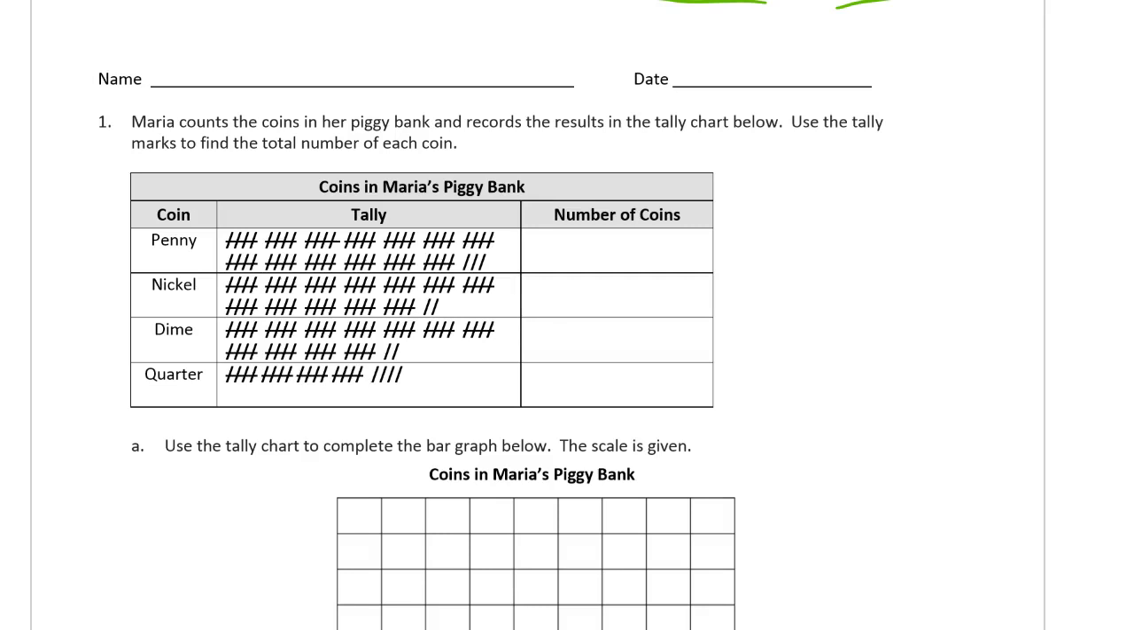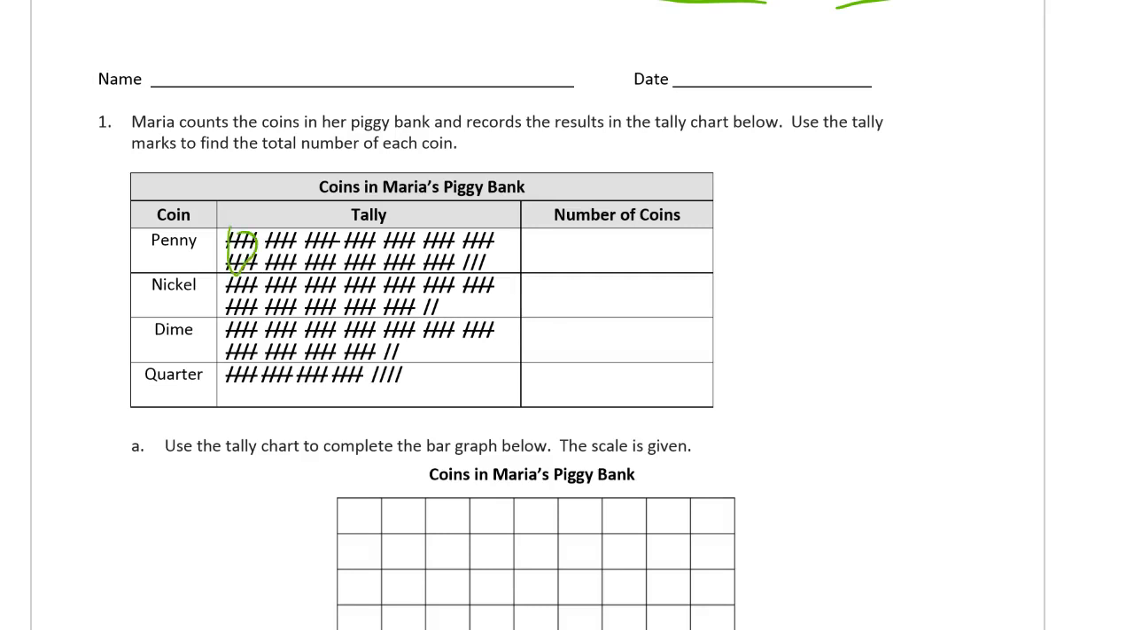Maria counts the coins in her piggy bank and records the results in the tally chart below. Use the tally marks to find the total number of each coin. All right, so first thing we're doing in this table is counting tally marks. And tally marks are set up to count by units of 5, but you can also look at this.